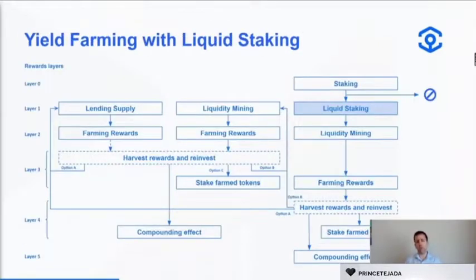So I was mentioning earlier that liquid staking enables yield farming strategies. So far, when you stake, you cannot yield farm. You need to choose between yield farming or staking. With liquid staking, you no longer have that dilemma. You can actually stake and benefit from yield farming opportunities. And those yield farming opportunities are also quite unique.